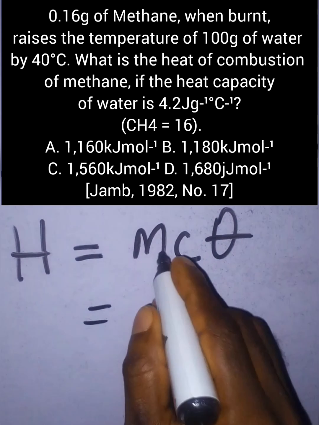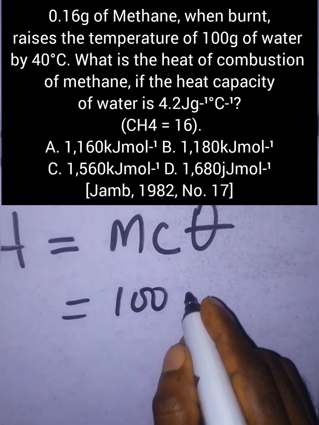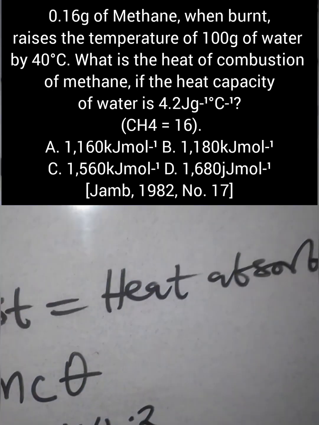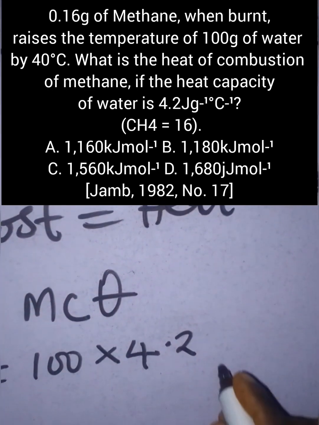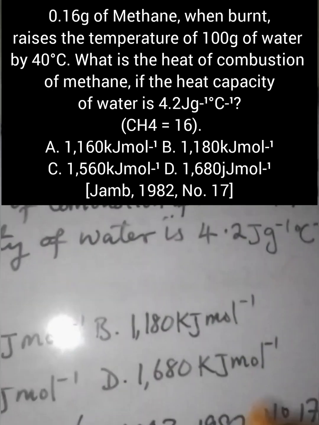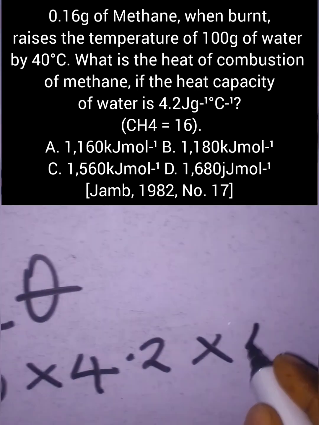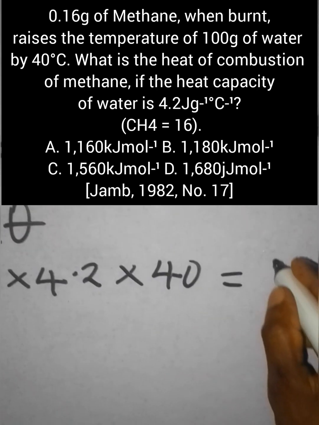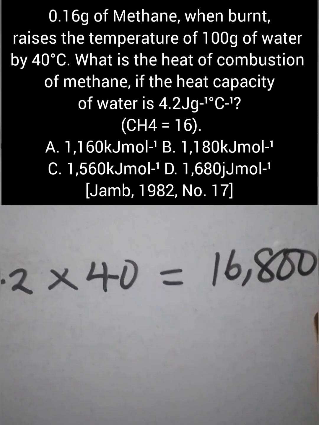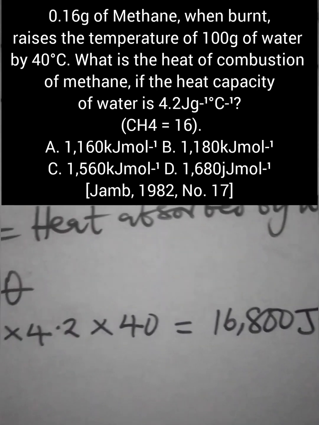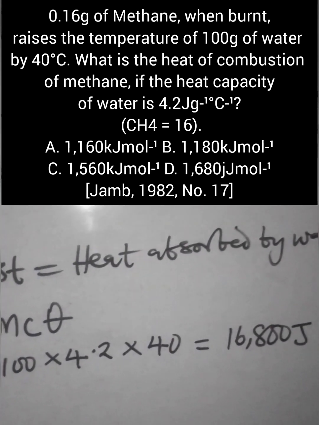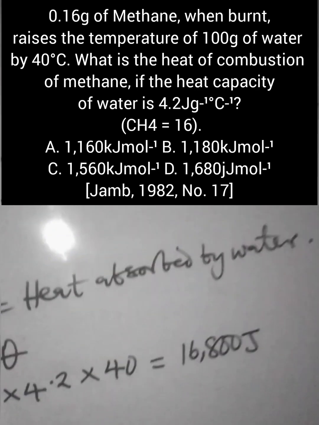So from the question, mass of water is 100 grams. Specific heat capacity is 4.2 joules per gram per degree Celsius. And change in temperature is 40 degrees Celsius. If you press your calculator, you get 16,800 joules of heat. Now, this is the quantity of heat released by the reaction or absorbed by water.